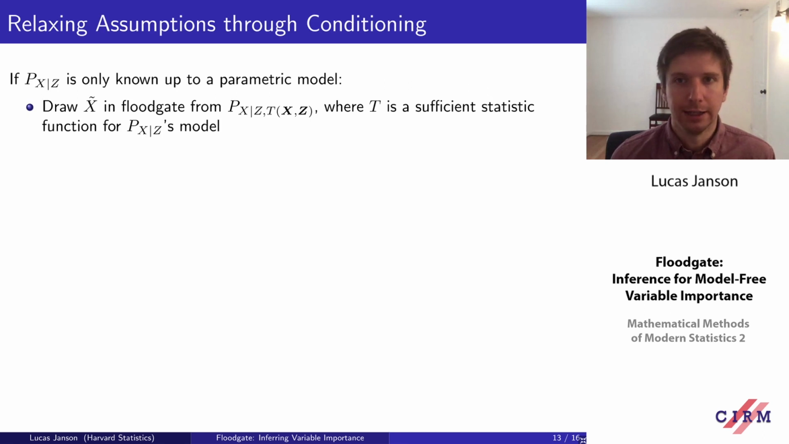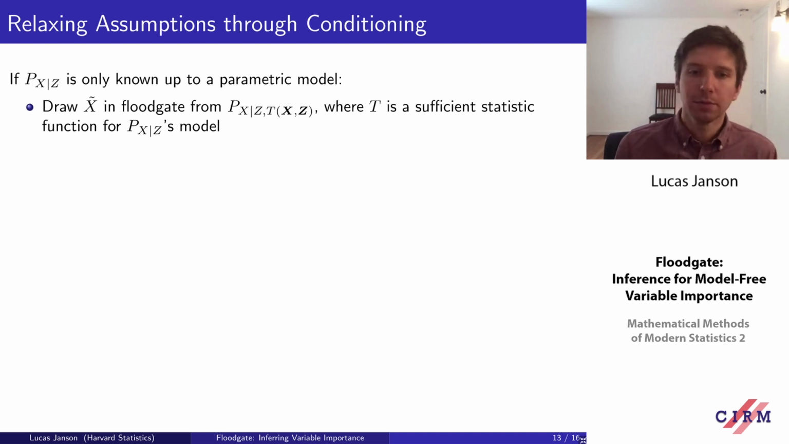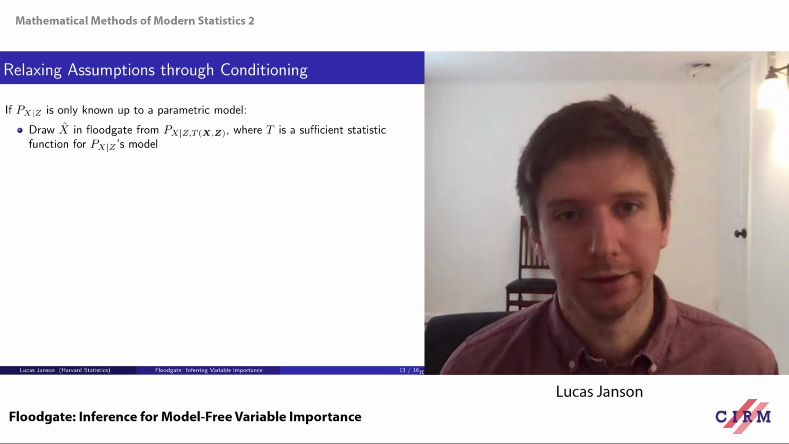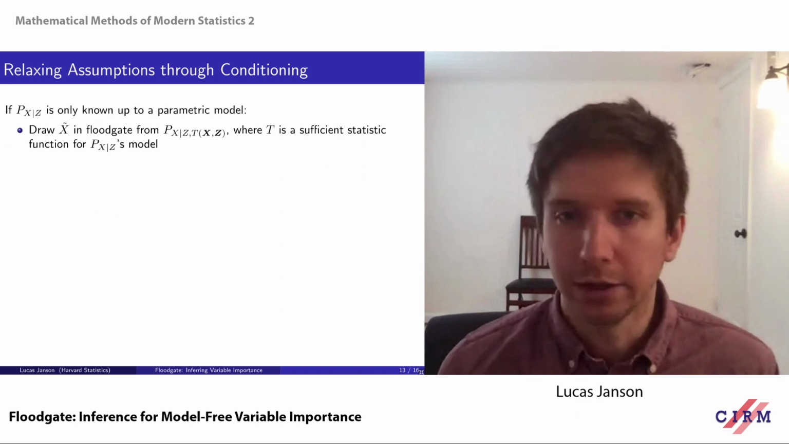All right, and then the second thing about robustness is that we can actually relax the assumption more directly and say, okay, what if I don't want to assume that I know x given z or even estimate it? I just want to assume that I have a model for x given z. Well, what did we use x given z for in the Floodgate procedure? There's only one place that we used it, which was drawing the x tildes. And so what are we going to do instead?